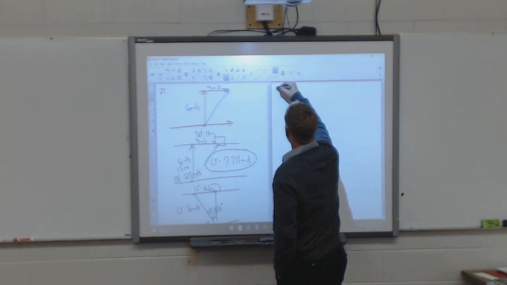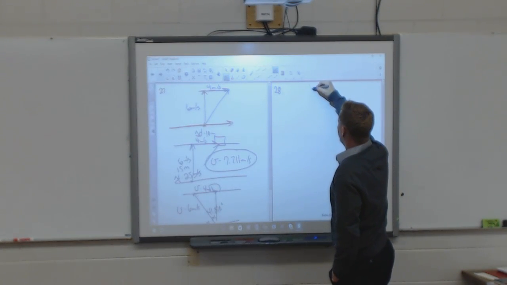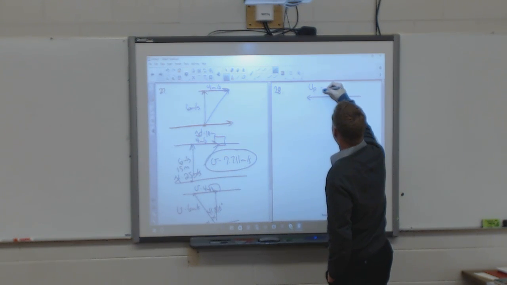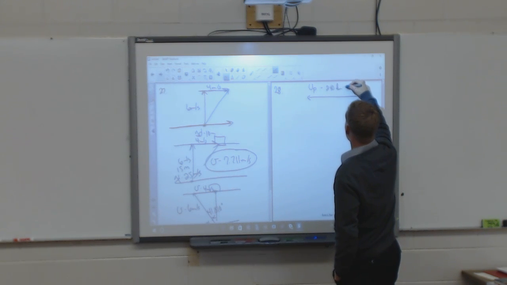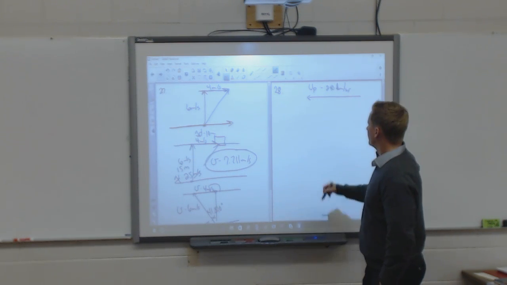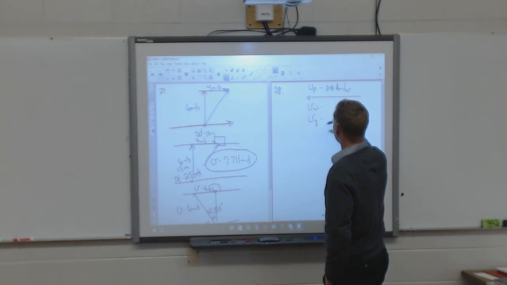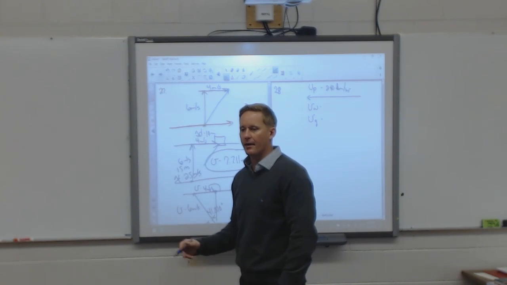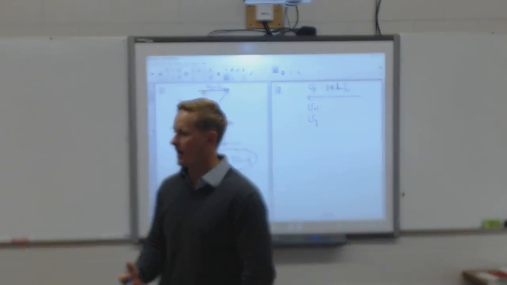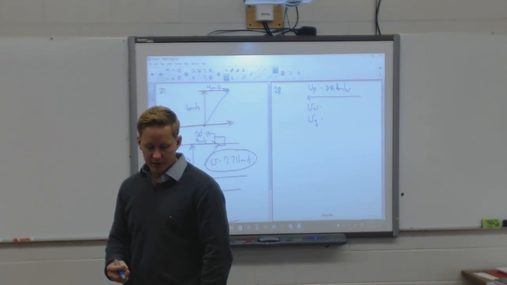Okay, so we know that the plane's velocity is what? 240 kilometers per hour, and it's west, right? I want to know what the wind's velocity is. I also want to know what the ground speed is. I don't know either one at the moment. So what is the one that I can find right away and why? What can I find right away? What else are you given in this question?